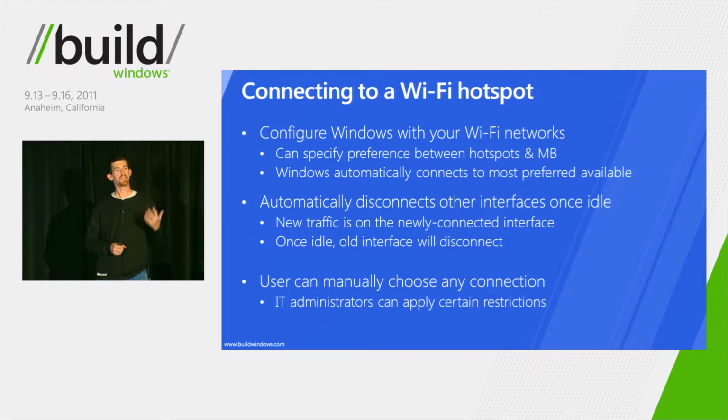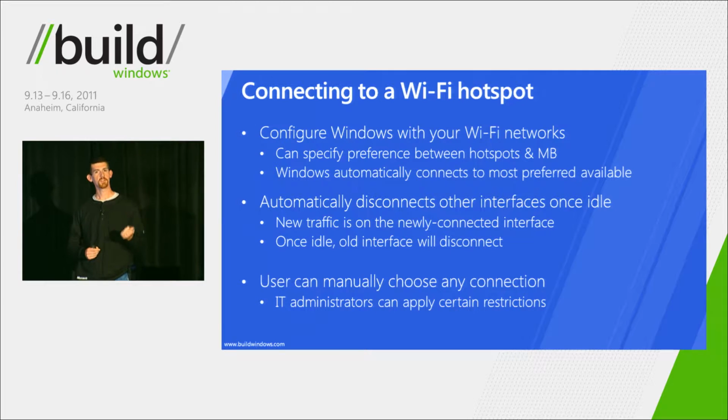Now, it's worth noting, even though the mobile operator can provide a preference order, the user is in control. The user is able to say, I want to connect to this network, even though it's less preferred. And there are restrictions that IT administrators can apply, such as, even if the user wants to, they shouldn't be on the corporate Ethernet and the mobile broadband network. Dual homing can be prohibited by group policy.